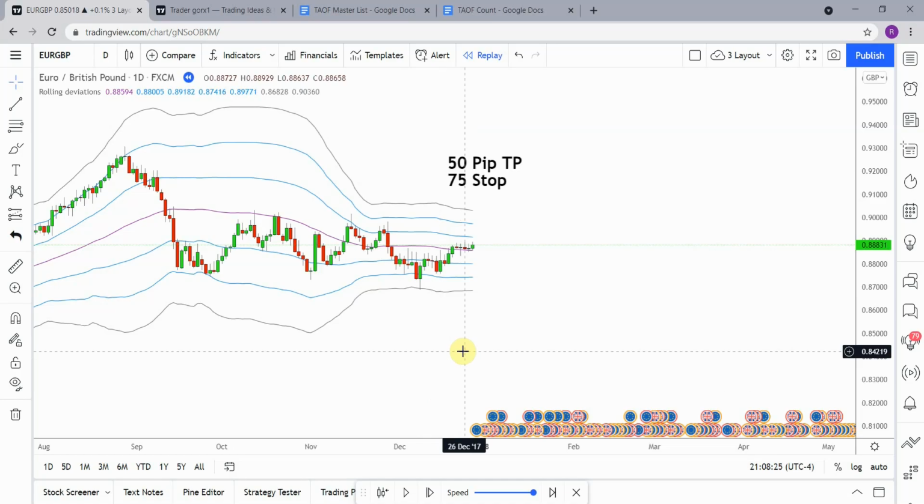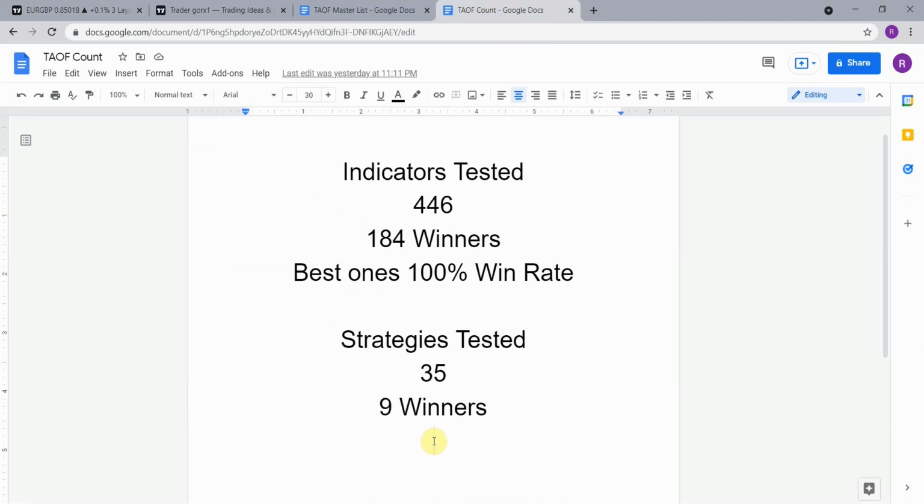Alright, as I said, today we will be testing the rolling deviations indicator. Before we do though, I wanted to put the testing scoreboard up for everyone to see. So to date, we have tested a total of 35 different strategies, with 9 of them being winners. We've also tested a total of 446 indicators, with 184 of them being winners. The best ones so far were able to achieve a 100% win rate. Now you need to go back and watch those videos to understand the context of how they were able to achieve that. So go back and watch those videos and see what you can get out of those winning indicators.